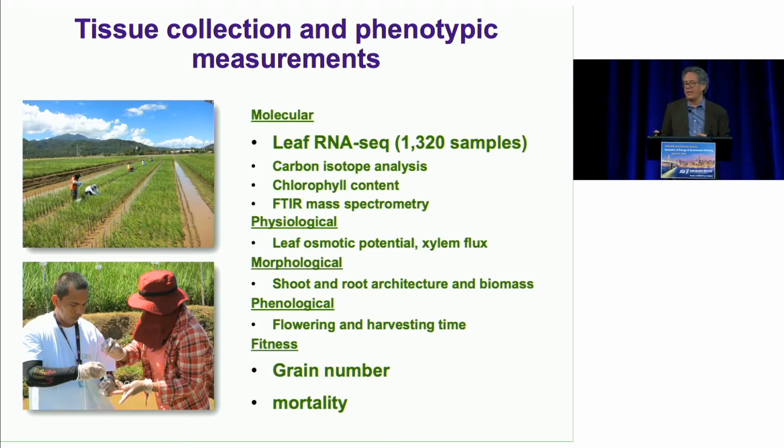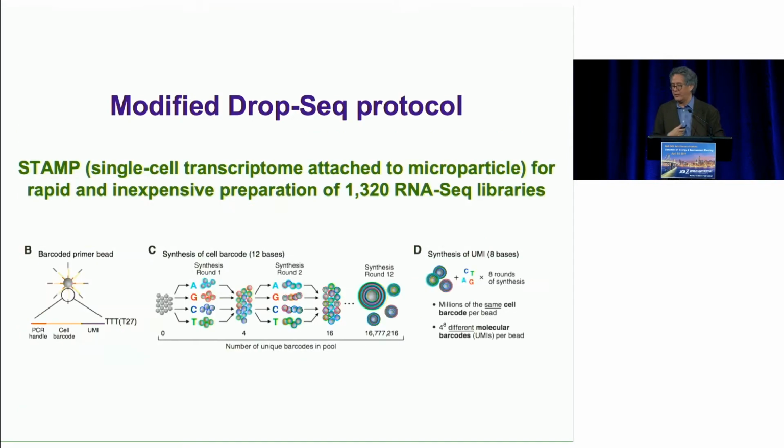And during the course of that experiment, we measured everything we possibly could, but the ones here that are larger are the ones that are important for this talk. We did 1,320 RNA-seq reactions at one point in time, basically. So that's one of the weaknesses. We only have one time point, but obviously you can't do that for multiple time points. It's too expensive, but we decided to start with one time point that made sense. And we also counted fitness by looking at grain number or mortality.